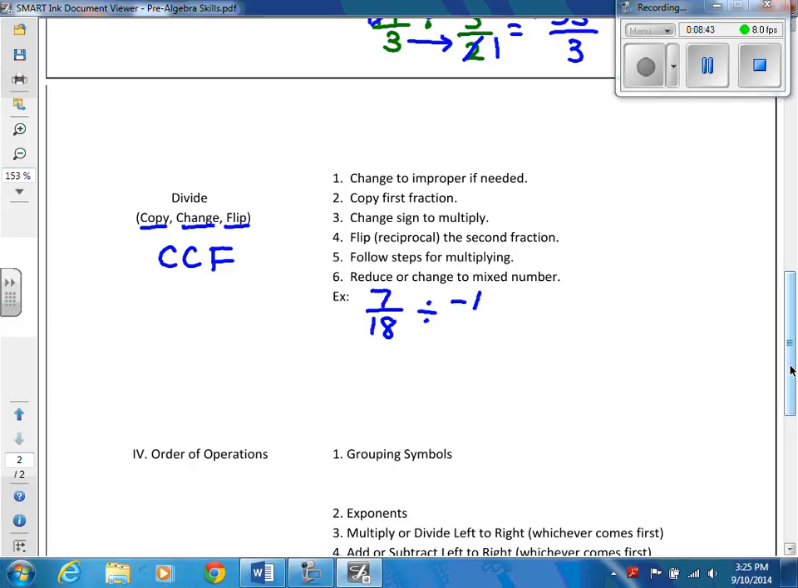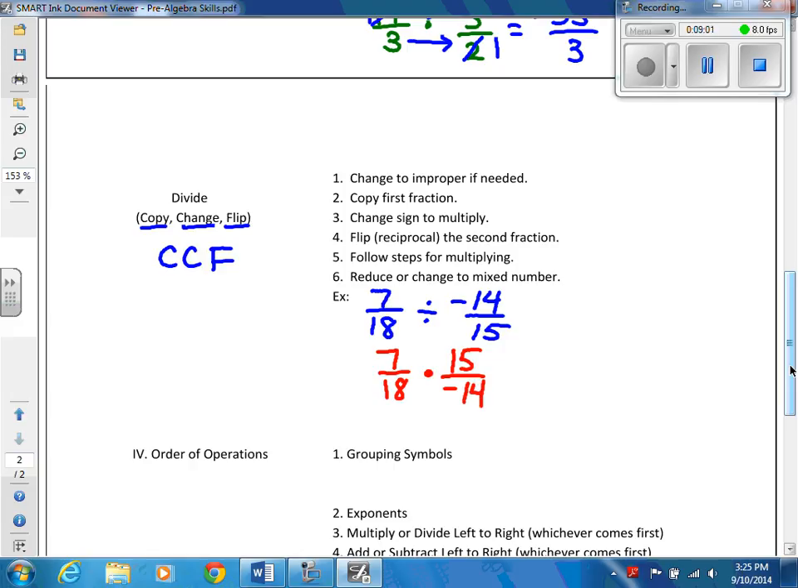7/18 divided by negative 14 over 15. There are no mixed numbers, so step one is not needed. You are going to copy the first fraction, 7/18, change divide to multiply, and flip the second fraction. When you flip it, just keep the negative attached to the 14. We'll make sure it carries through in our answer when we get done.